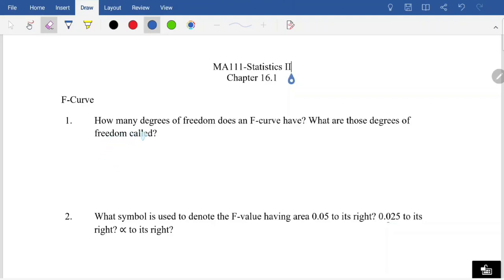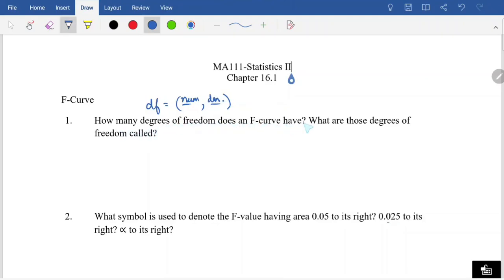The first question says, how many degrees of freedom does an F curve have? What are those degrees of freedom called? Now, if you recall, the F curve's distribution, which is df, is represented by a pair of values. All right, so it's a pair of values. The first one is the numerator value, and the next one is the denominator value.